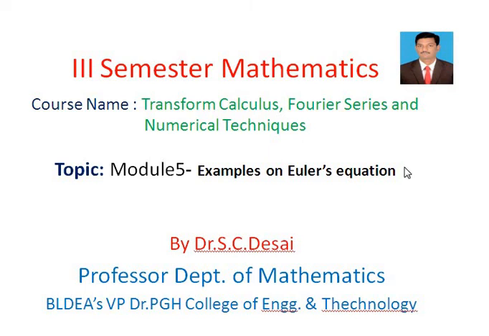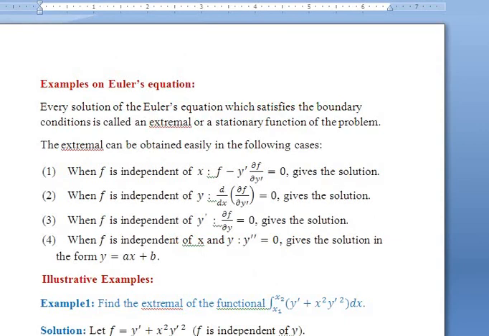Hello students, in this class we'll solve examples based on Euler's equation. So here the examples are finding an extremal function for the given functional. Using Euler's equation, we'll get the solution. Every solution of the Euler's equation which satisfies the boundary conditions is called an extremal or a stationary function of the problem. So the extremal can be obtained easily in the following cases.